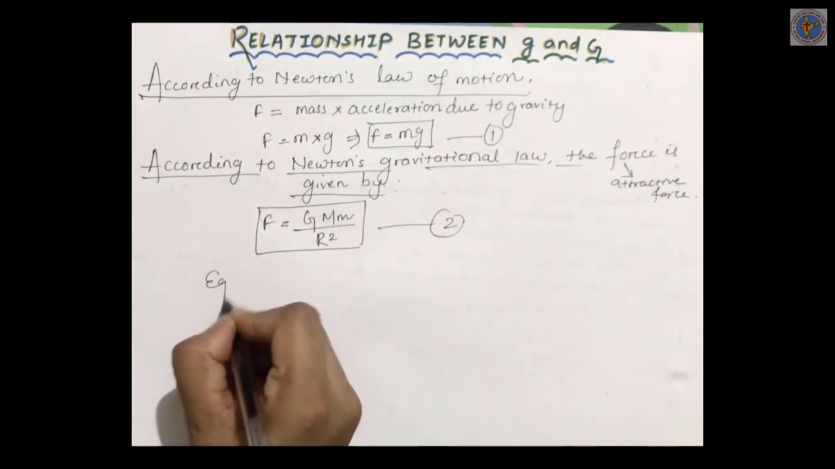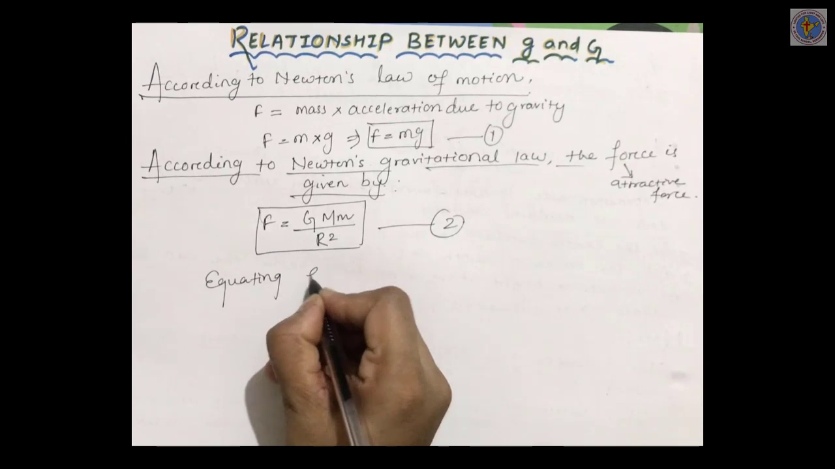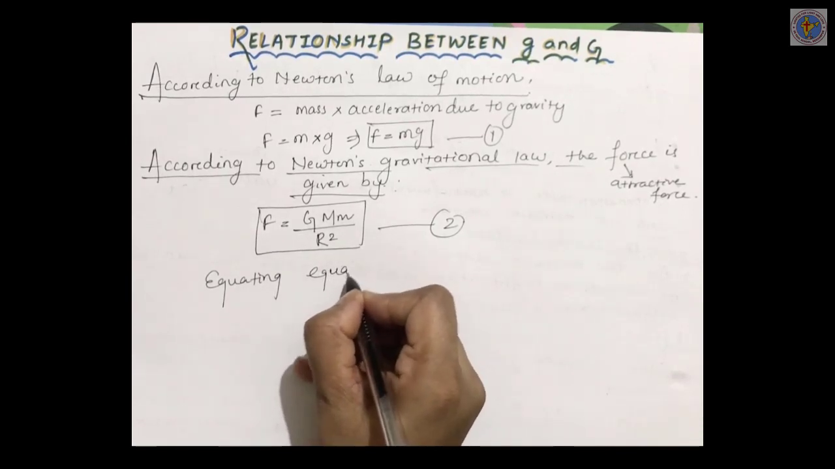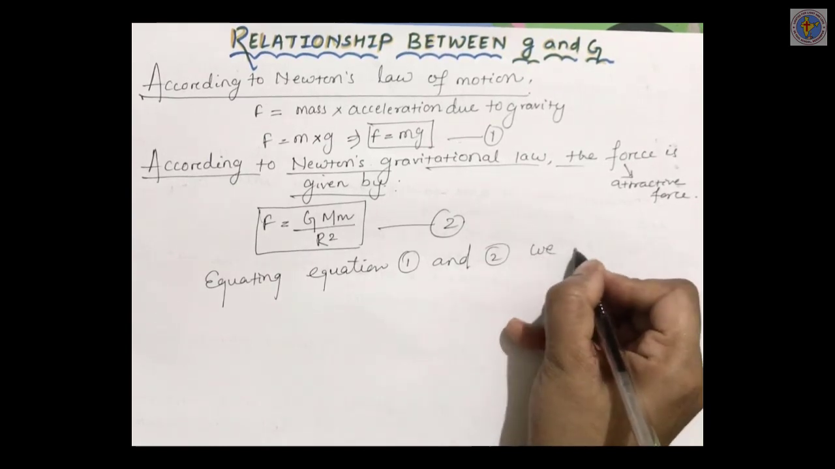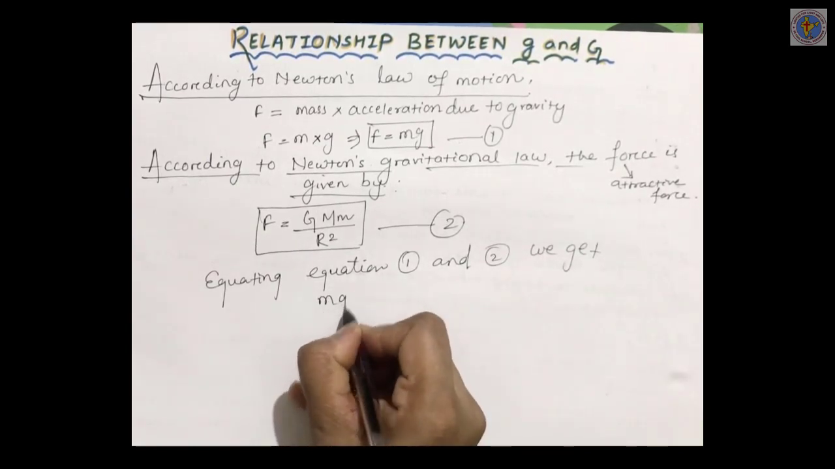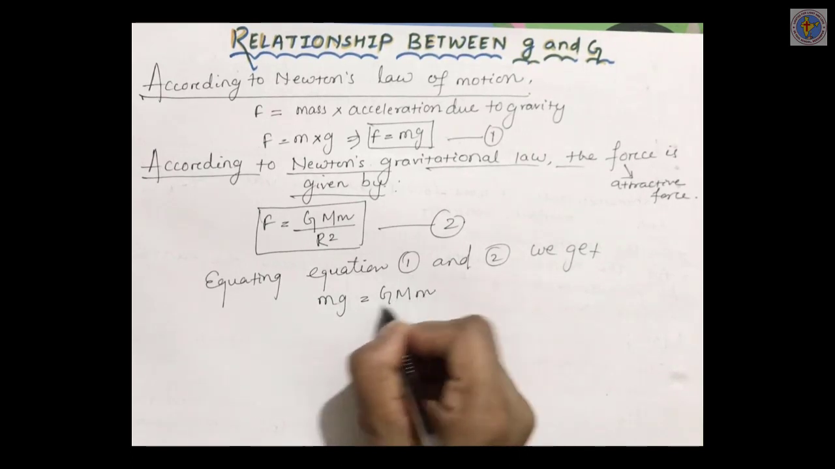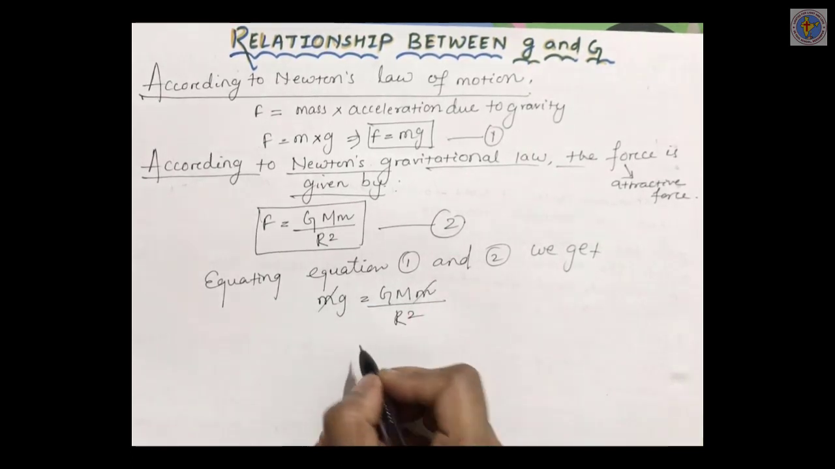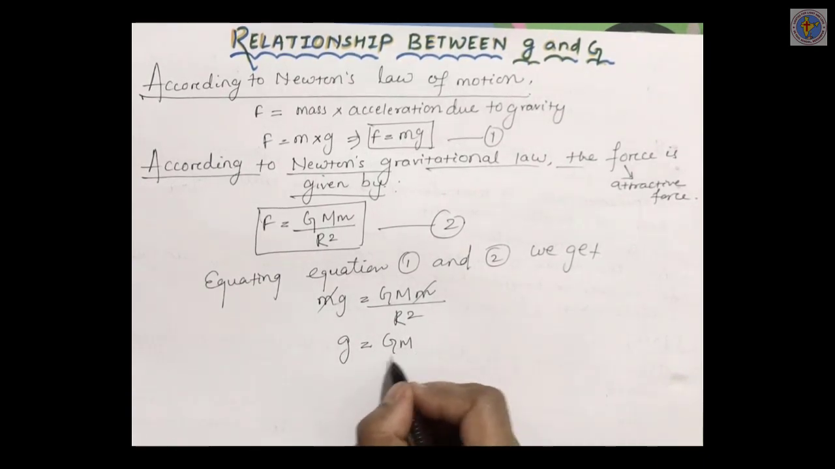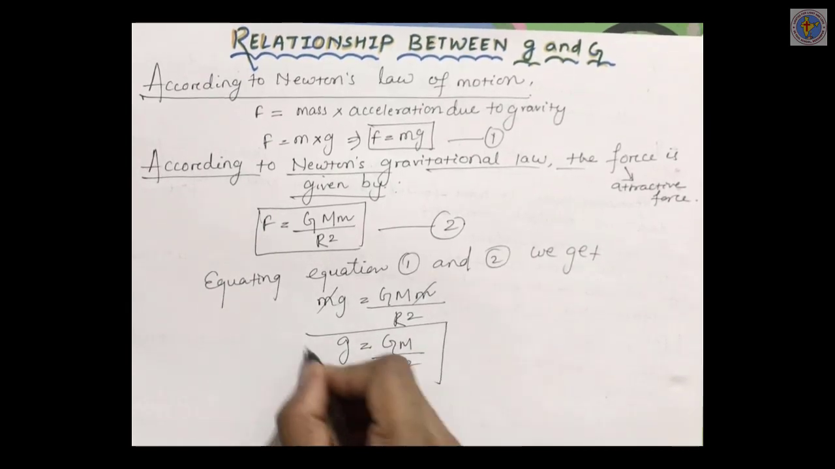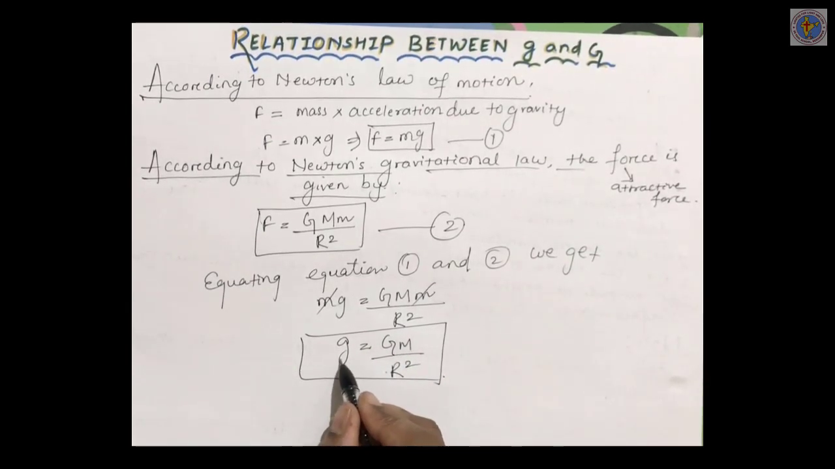Now from equations 1 and 2, we get mg = GMm/r², and m cancels. So small g is equal to capital G into capital M by r square. This is the relationship between small g, that is acceleration due to gravity, and the gravitational constant.